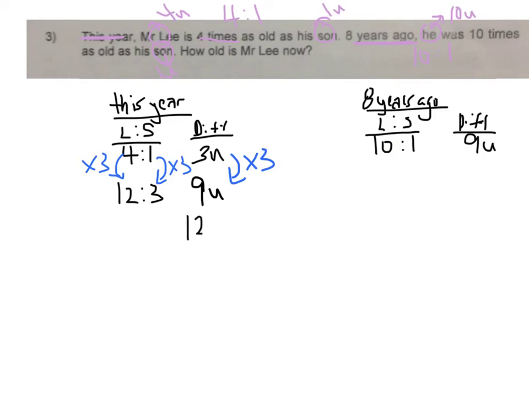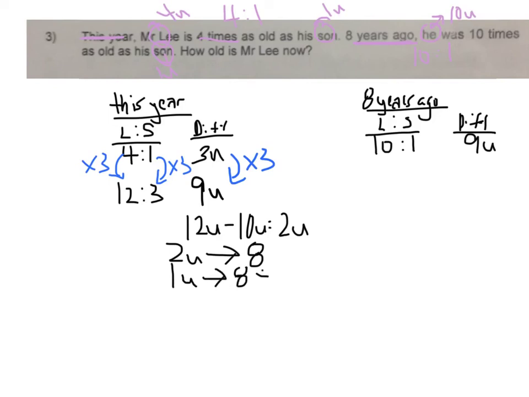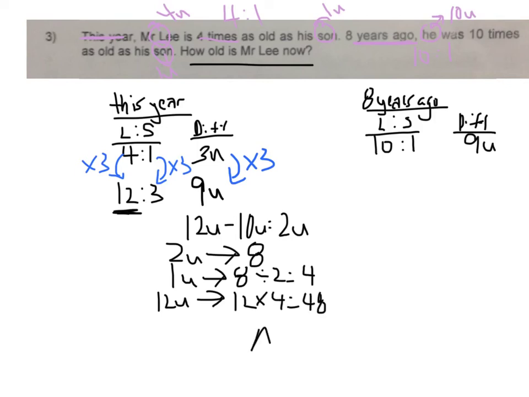So that's what I'm going to do. I'm going to use 12U minus away 10U. I will get 2 units. And I know that 2 units is definitely 8 years. And 1U will give me 8 divided by 2, and that will be 4. So the question asks me, how old is Mr. Lee now? So I can just use the units of this year, 12U. So 12 times 4 equals 48. And the answer is 48.